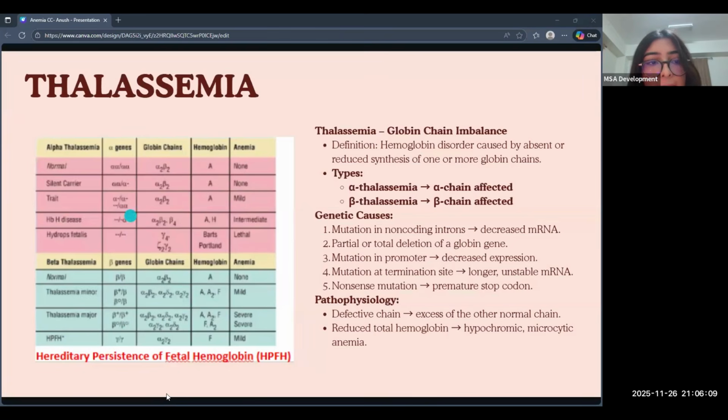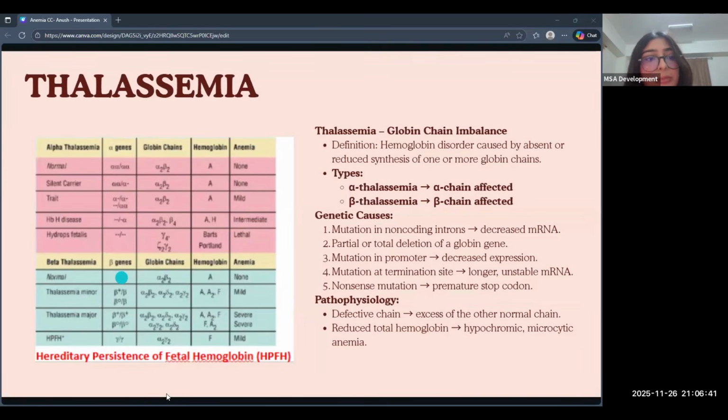And what happens is that we have intermediate anemia, which is very important to remember, this is just a moderate anemia. Then we have hydrops fetalis. Now, hydrops fetalis is basically when all 4 genes are deleted. Okay, there's no alpha genes, so the gamma 4 tetramers start forming, and this is called HbBarts. And this is lethal in utero, which means it's not compatible with life.